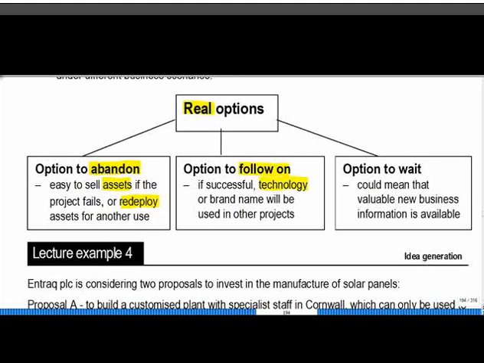Some projects create brand name or technological know-how that may well be useful in the future. Again, that could be a very powerful strategic benefit, but it's ignored in traditional NPV. Finally, in many NPV analyses, we ignore the option to wait to get new business information. So, for example, if there was a general election due in a few months' time, then that could affect the prospects of your investments. So perhaps, whatever the NPV is now, it would be better to wait. In the exam, you may well have to identify real options and to comment on them. We'll do this in lecture example 4.